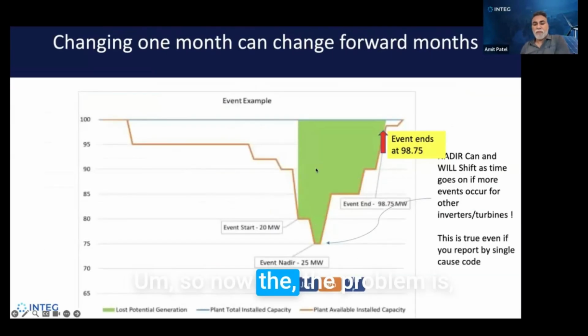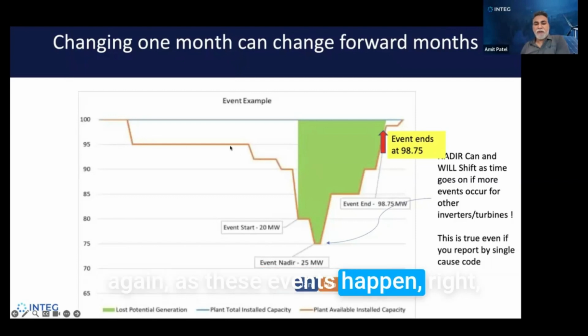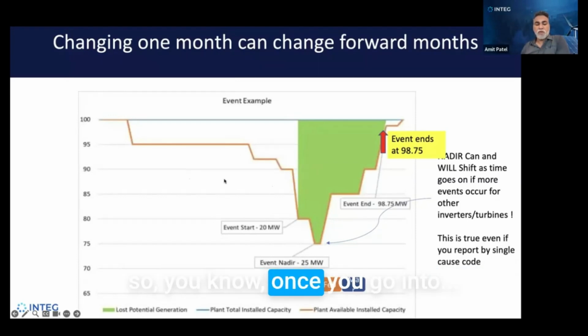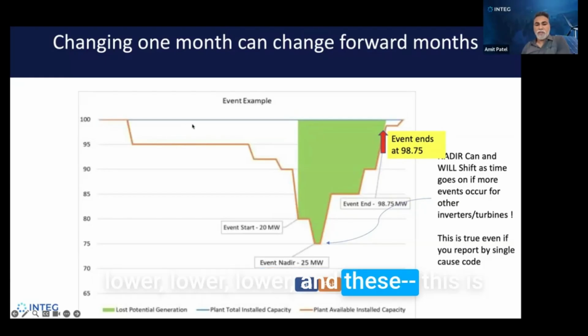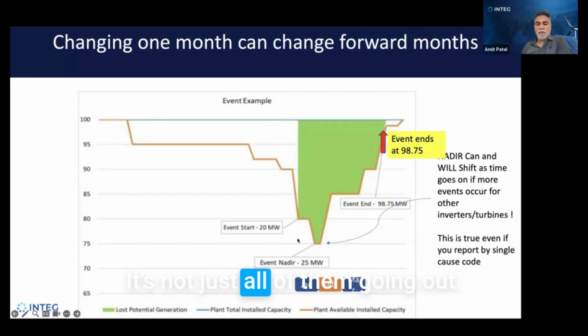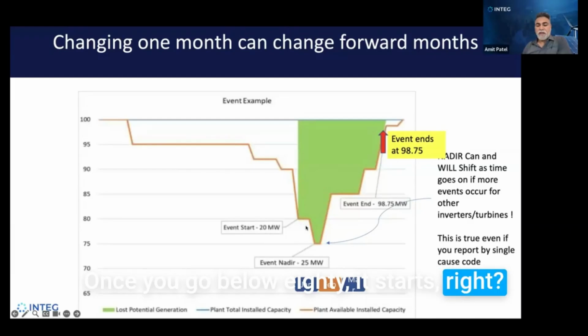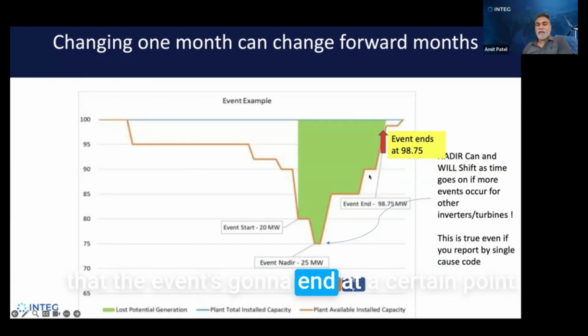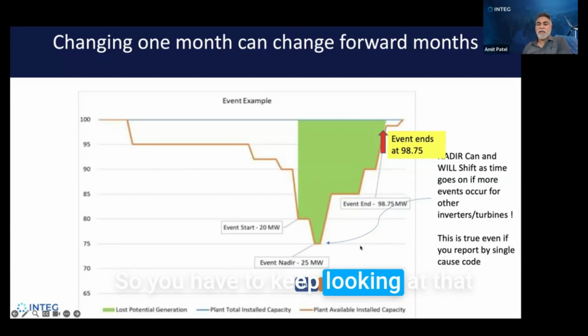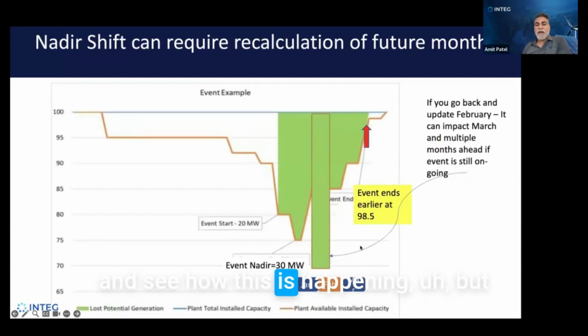So now the problem is, again, as these events happen. Once you go into this, this was a 100 megawatt unit. Well, we're going lower, lower, lower, and this is all cumulative effects of inverters, and they could be going in and out. It's not just all of them going out. Once you go below 80, it starts. But then if this peak is here, then depending on that, the event's going to end at a certain point. So you have to keep looking at that and see how this is happening.